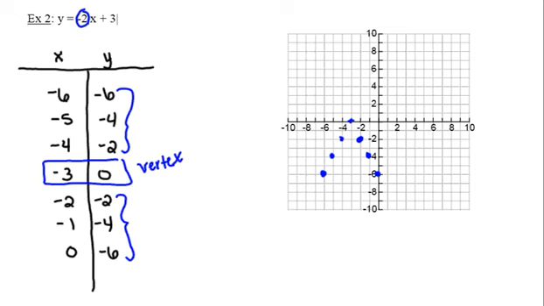Once you have all your points, make sure you connect your dots, arrows, and a label on all your graphs. Y equals negative 2 absolute value x plus 3, and now you're done. Try example number 3, pause your video, and I'll show you the graph in just a moment.